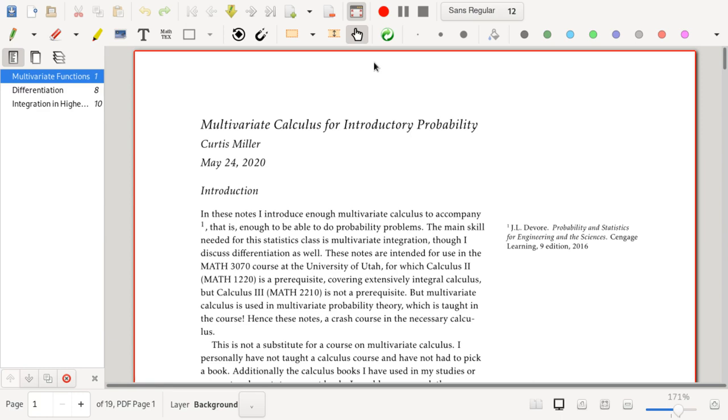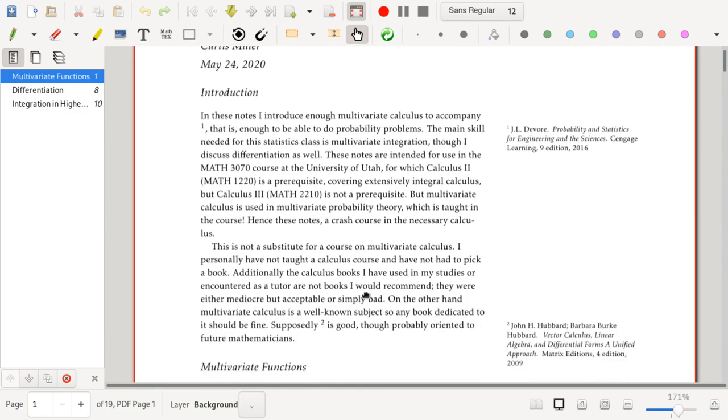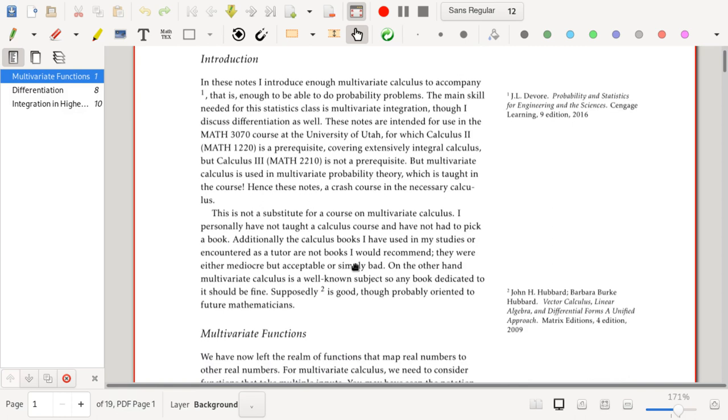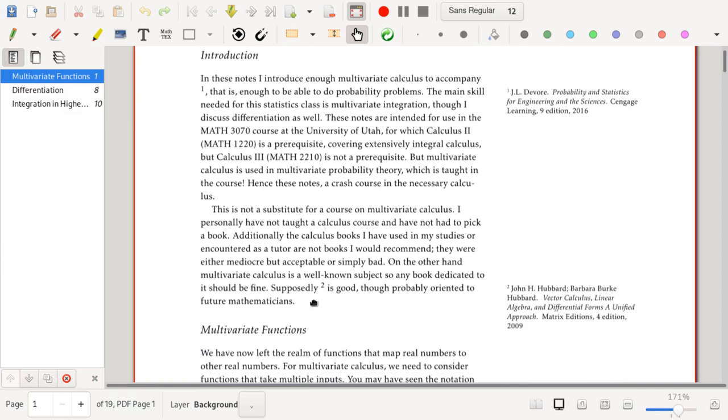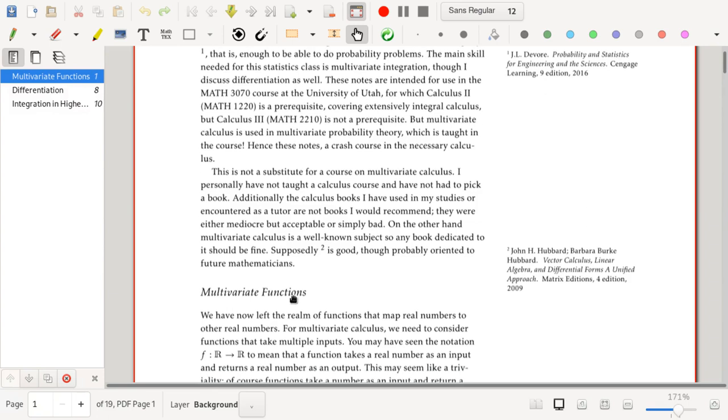So I wanted to give a basic introduction to multivariate calculus to be able to get through those chapters and be able to compute the integrals that I want students to be able to compute. This is not a replacement for multivariate calculus, and it is not intended to be. If you want to learn more, you can take a proper multivariate calculus course like Calculus 3 at the University of Utah, and you can also look maybe in some books.